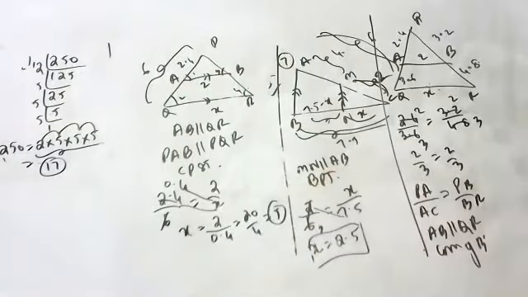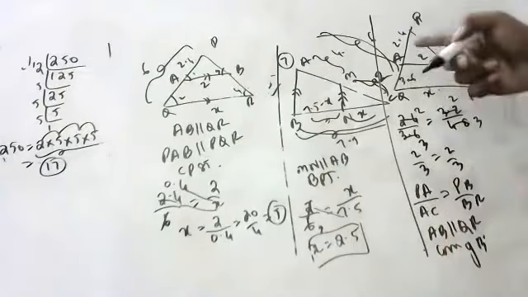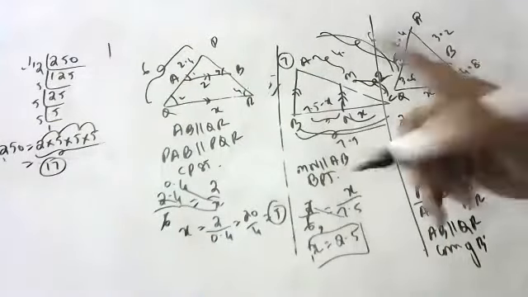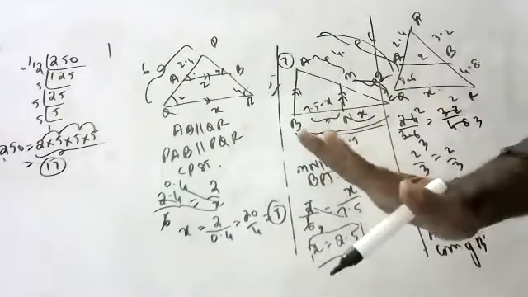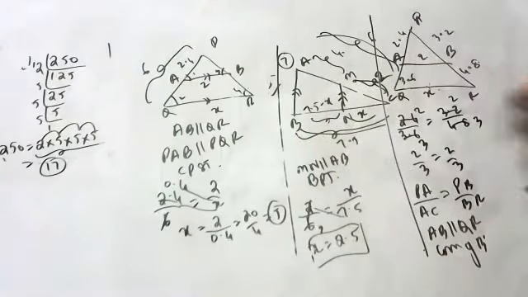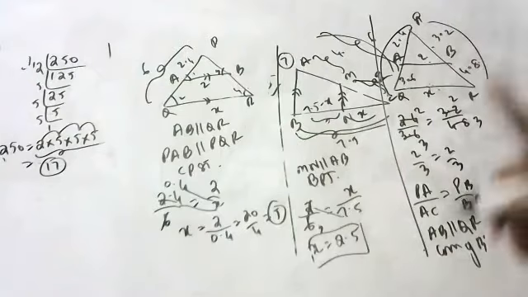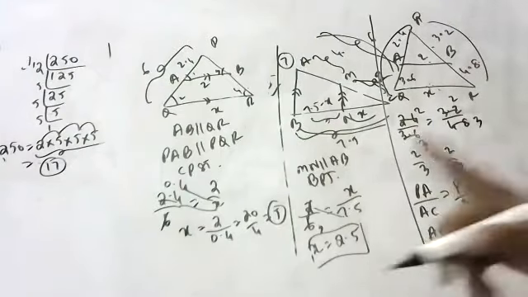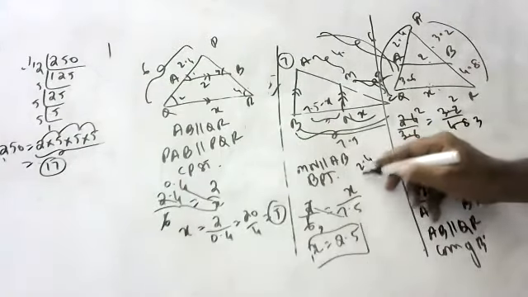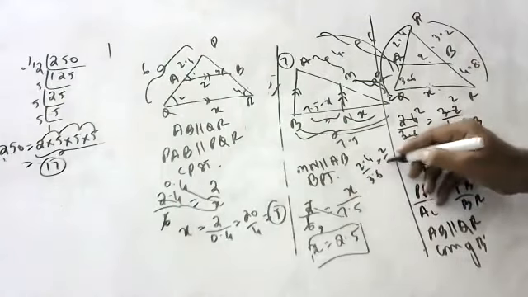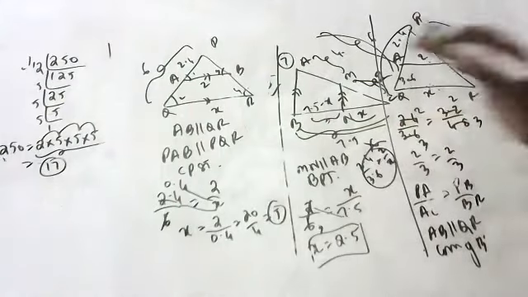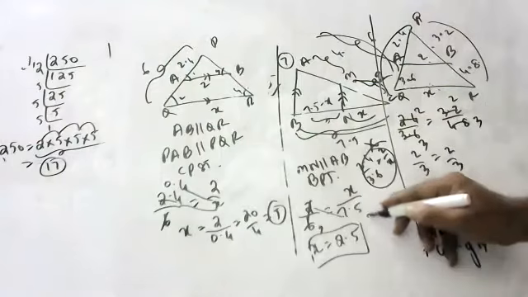Superb, children. Some people will think we can apply BPT here also. No, we can't apply, children. We can apply the corollary if you want: this by this, this by this. Direct BPT we should not apply. If you do 2.4 by 3.6 is equal to 2 by X, it is wrong. You can do the corollary.